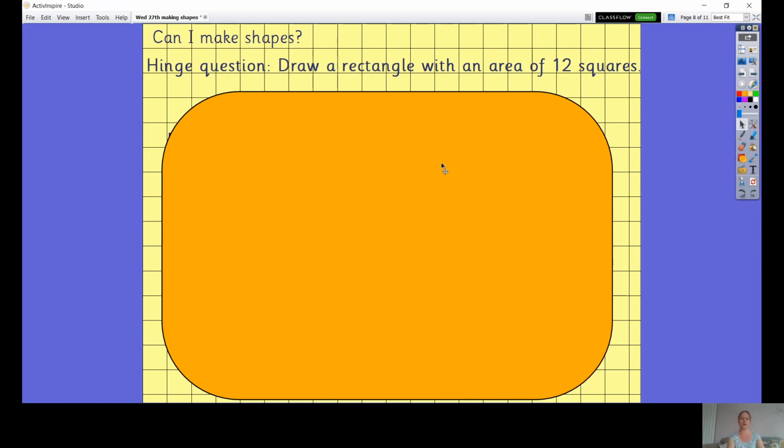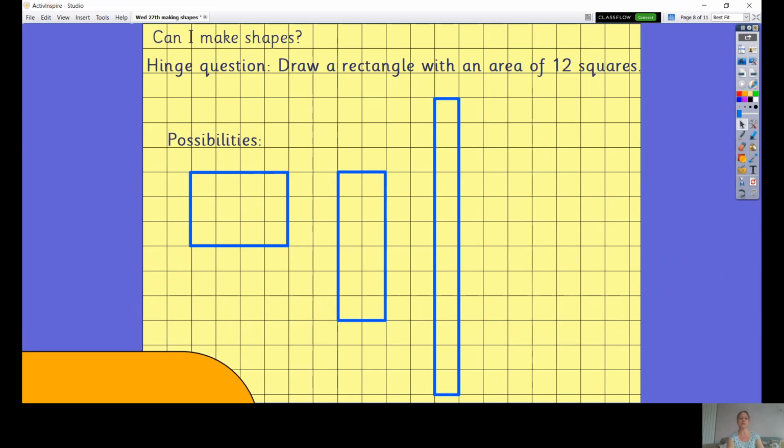Okay, so here are some possibilities. My first thought was, oh, I know that 3 times 4 is 12, so I'm going to draw 3 rows of 4 squares, and I know that 3 times 4 will make 12. Then I thought, do I know any other multiplication? It has to be a rectangle, so I can't mess around and stick odd shapes up there.